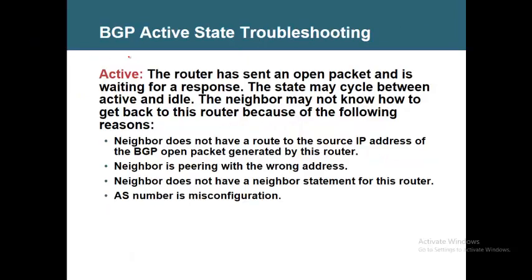So the active state: when will it go there? Because the parameters don't match, it jumps between idle and active. Here they are mentioning the reasons. The neighbor does not have the route. Sometimes you send the packet, the neighbor receives it, but the neighbor doesn't know how to come back. There is no route. Second, you have given a wrong neighbor IP address, or sometimes the autonomous system itself is wrong, the wrong autonomous system is configured. Or the neighbor does not have a neighbor statement. Sometimes one router is configured, the other router is not configured. If any one of these is there, you will see active state.